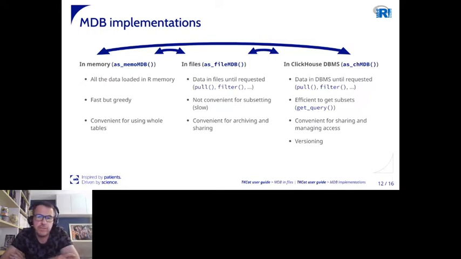Finally, in CHMDB, the data are stored in a ClickHouse database. It's very efficient to load the whole tables when needed, but also to get only records of interest by sending SQL queries. Moreover, mechanisms have been implemented for managing access rights and supporting the versioning of the CHMDB. The main purpose of CHMDB is to provide an easy and flexible access to the data, which is quite convenient for sharing them internally.